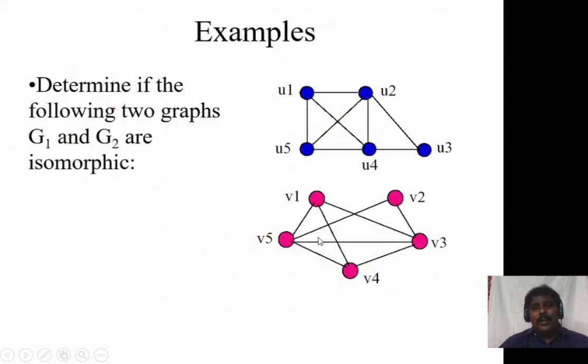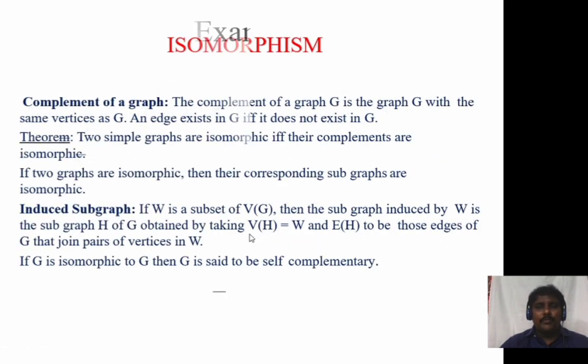Here he has given two graphs and we have to check whether they are isomorphic or not. By the same conditions we can check it. Some of the definitions: the complement of a graph G has the same vertices as G. An edge exists in the complement if and only if it does not exist in G. We already know that complement means it does not exist.